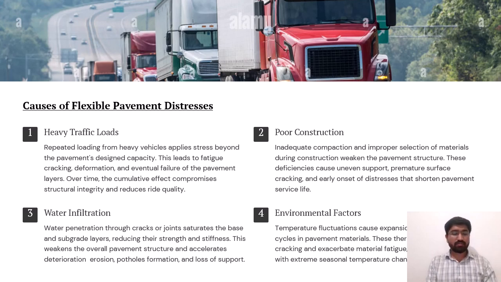Environmental factors. Thermal fluctuations cause expansion and contraction cycles in pavement materials, cracking and exacerbating material fatigue. This is with extreme seasonal temperature change. For example, roads in Kerala's coastal belt face frequent pothole formation after heavy rainfall due to water stagnation and weak subgrade condition. This is a direct result of poor drainage design.